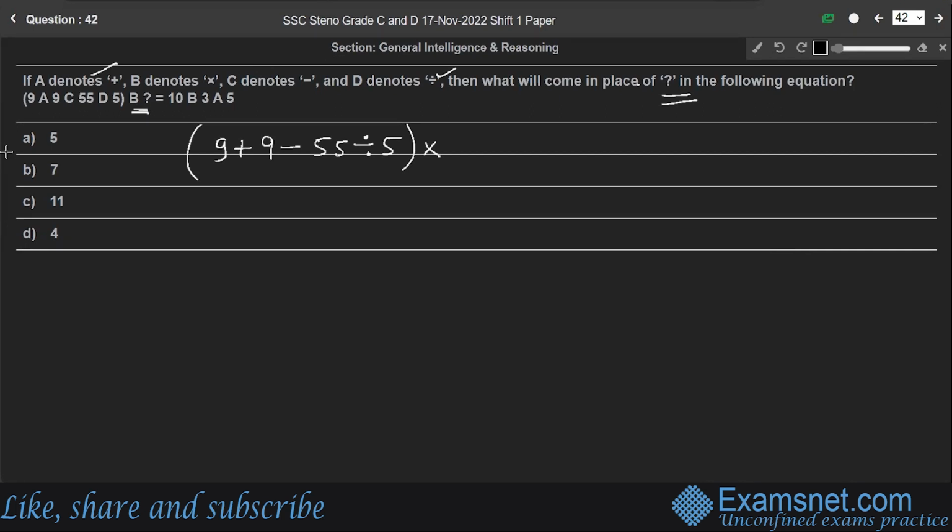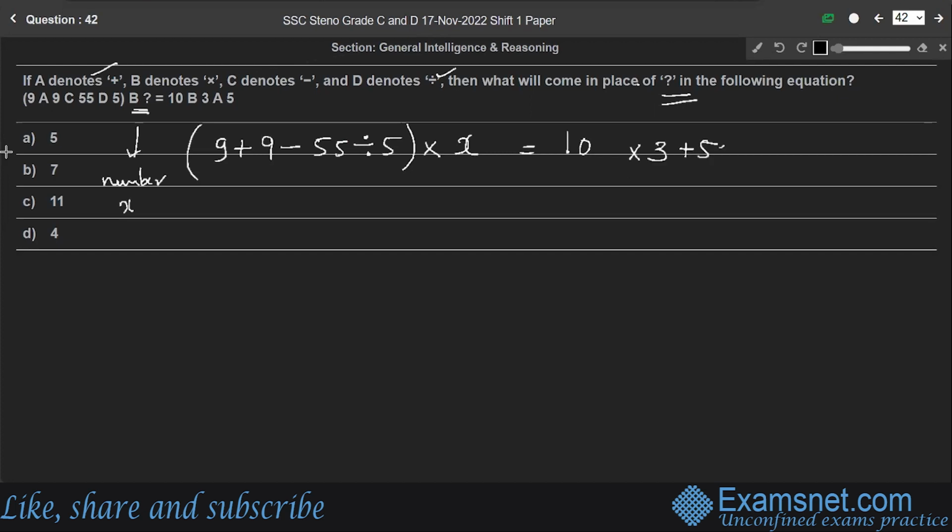Here is a question mark. This question mark is a number. Let the number be x. So it becomes into x is equal to 10. B denotes into, 10 into 3. A 5, A denotes plus 5.